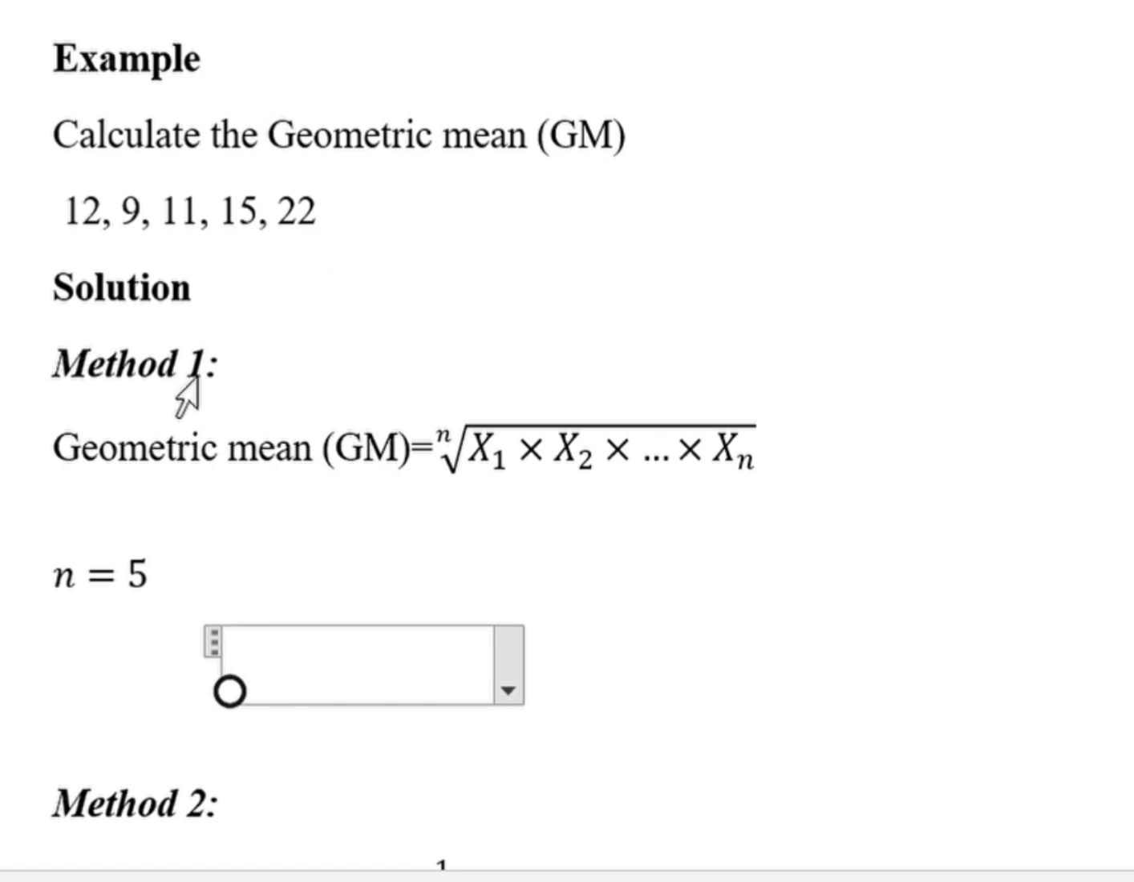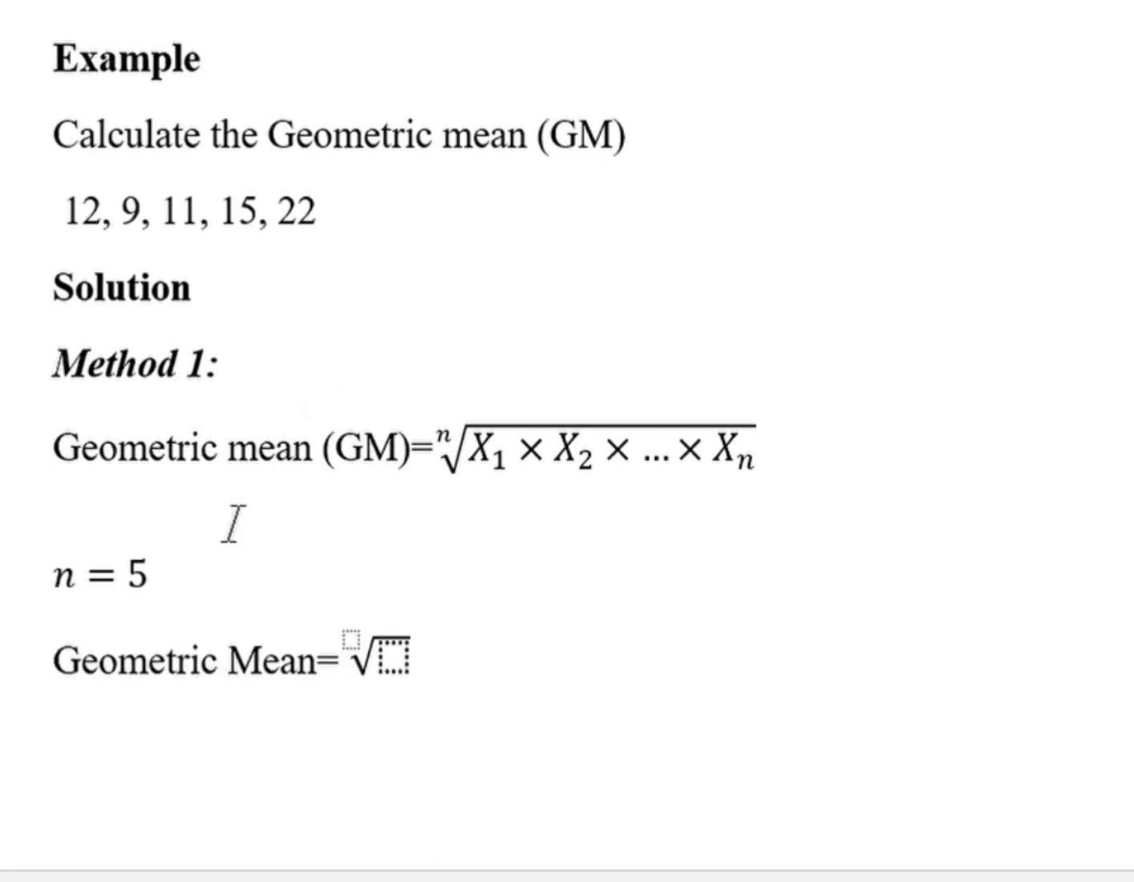So the first method is to say that the geometric mean is equal to the nth root of x1 times x2 times x3 all the way up to xn, where n, of course, is the number of values you are given here, which are 5 in this case.